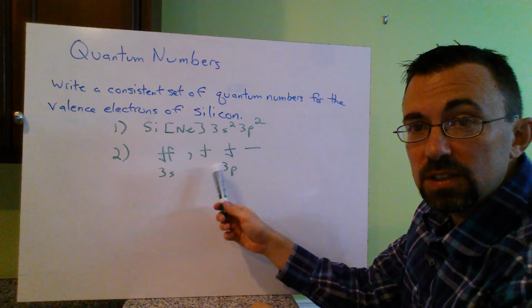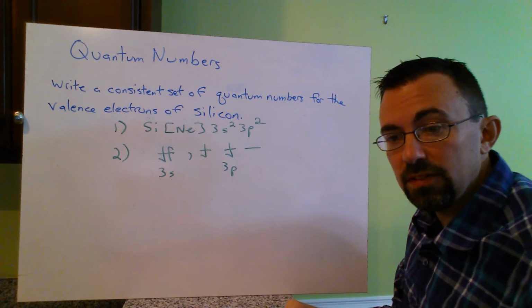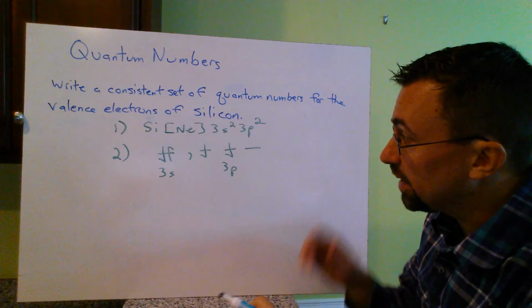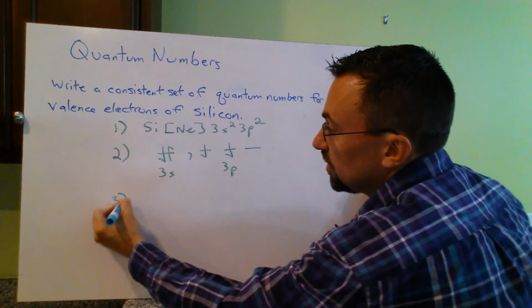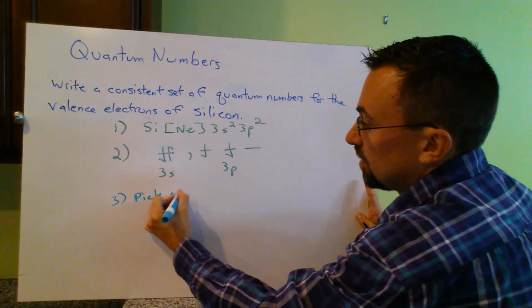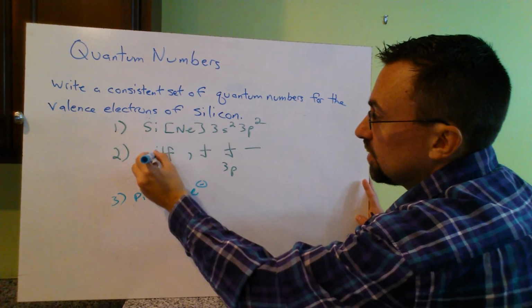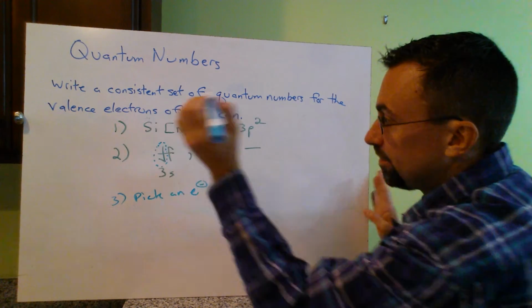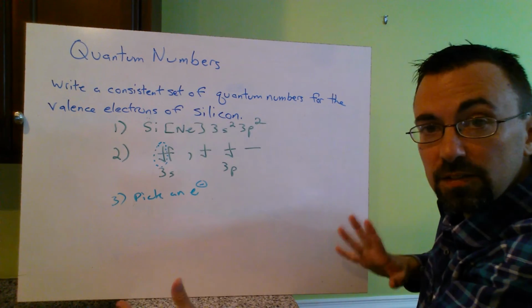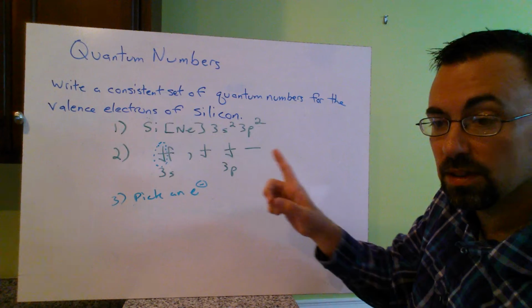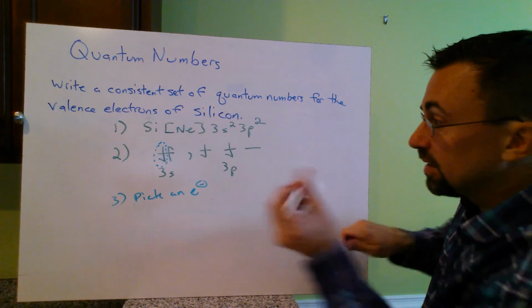If you understand what this picture is showing you, you have your quantum numbers. So what do I mean by this? The next thing we have to do is pick an electron. I'm going to pick this one right here to talk about, and then we're going to find our 4 quantum numbers. They're already up here on the board. We just might not realize it.